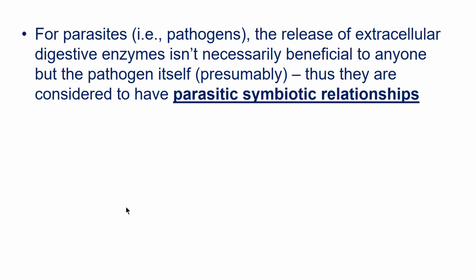So saprobes, in the way that they end up decomposing, are actually beneficial. Now, parasites essentially break down organic matter in the same way, but in the context that they do it, these end up forming parasitic symbiotic relationships, which is pretty much the opposite of a mutualistic one. And what happens here is that the parasite functions in a similar way to the saprobe, but the parasite is the only one that benefits. And that's why it's considered parasitic. Okay? We often refer to these as pathogens. The difference often depends on context.